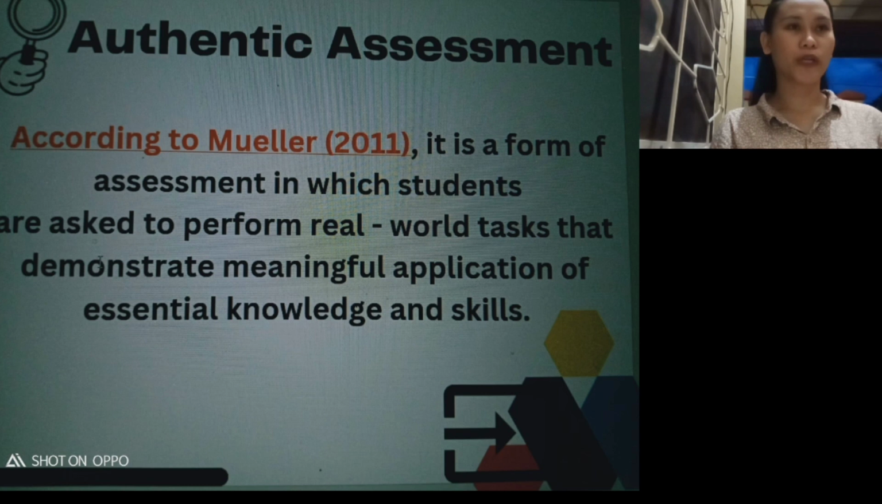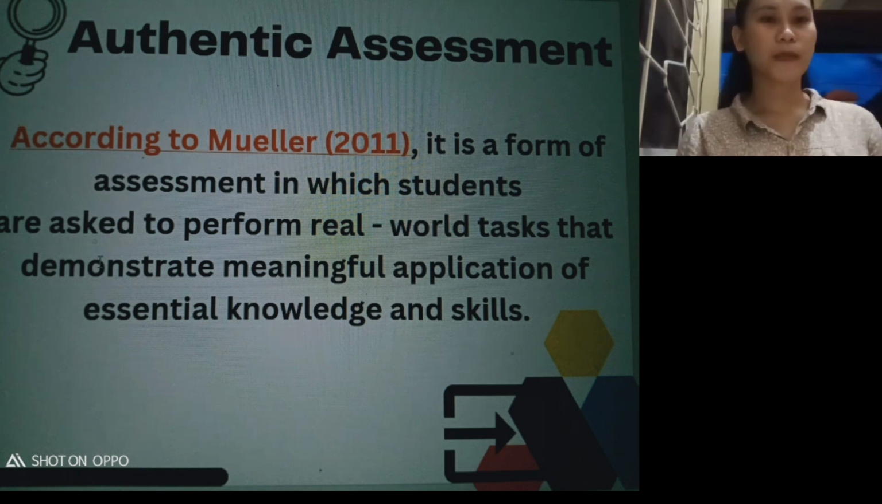Authentic assessment, according to Miller in 2011, is a form of assessment in which students are asked to perform real-world tasks that demonstrate meaningful application of essential knowledge and skills. Simply put, authentic assessment is a performance assessment, an alternative assessment, and direct assessment. From teacher-centered activities, authentic assessment encourages a learner-centered class where the teacher's major role is to help students accept responsibility for their learning and become self-evaluators.